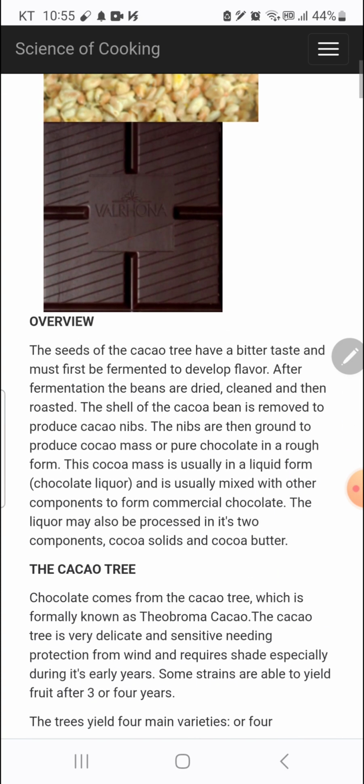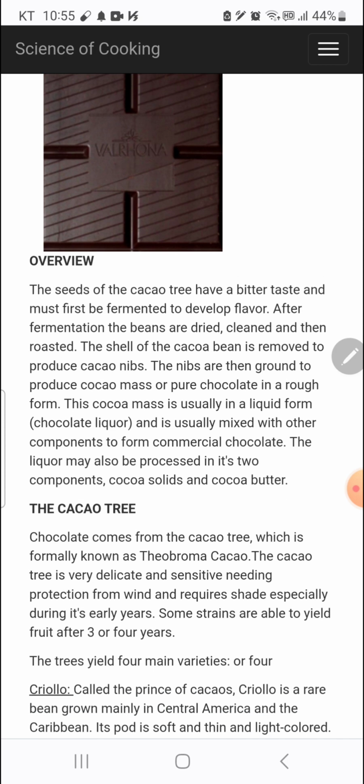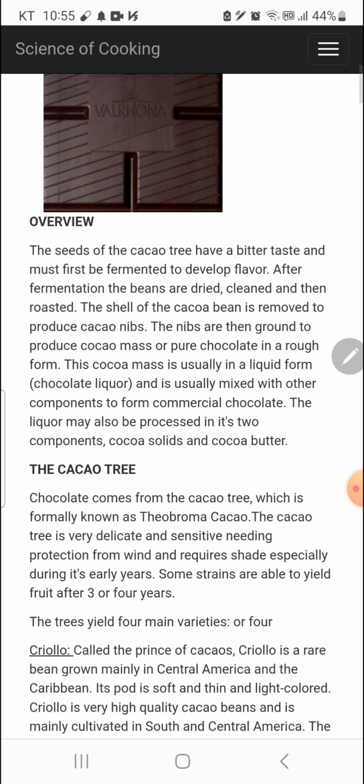So here I am. How is chocolate made from beans to bar? Overview. The seeds of the cacao tree have a bitter taste and must first be fermented to develop flavor. After fermentation, the beans are dried, cleaned, and then roasted. The shell of the cocoa bean is removed to produce cacao nibs. The nibs are then ground to produce cacao mass, or pure chocolate in a rough form.